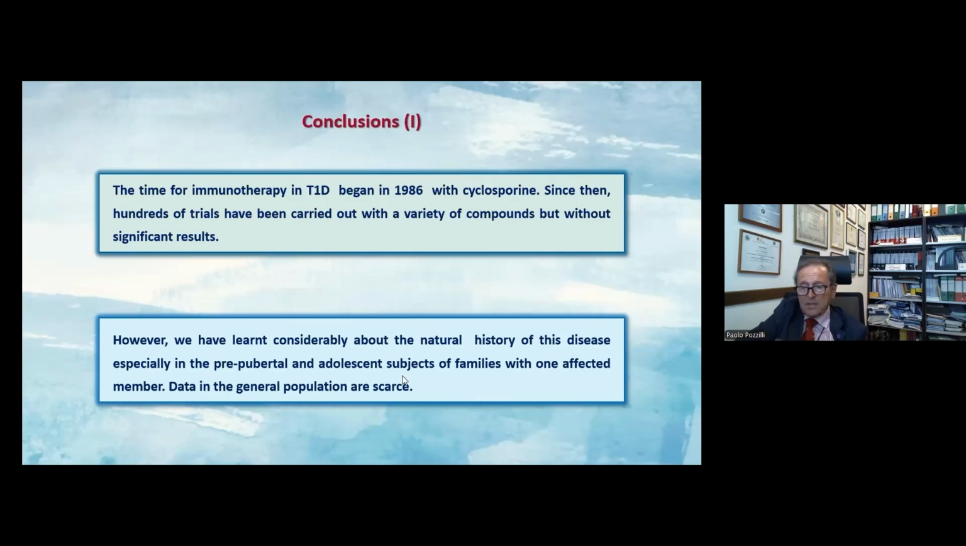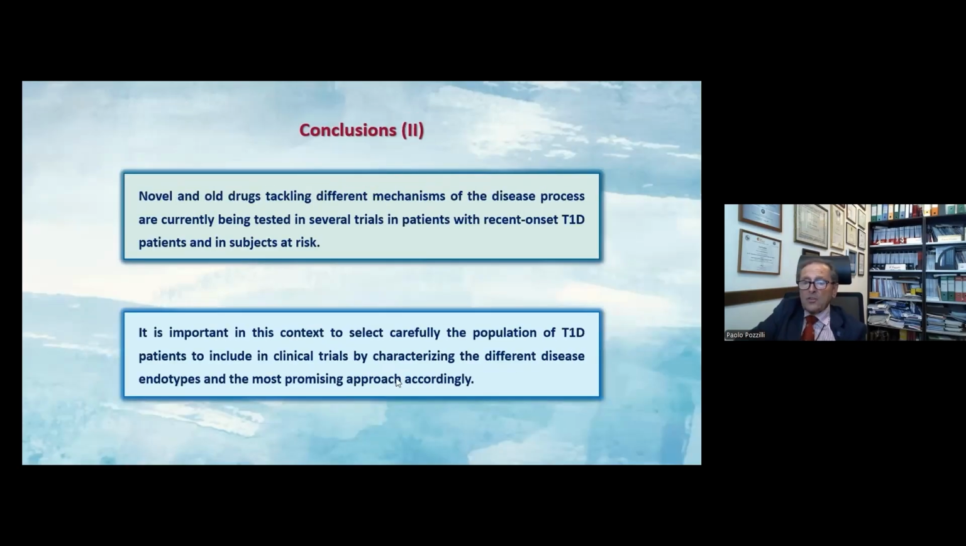Patients with type 1 diabetes are very heterogeneous. And being very heterogeneous, we cannot consider that type 1 diabetes is a unique disease that has to be treated for prevention in the same way. And so novel and old drugs that tackle different mechanisms are currently being tested.